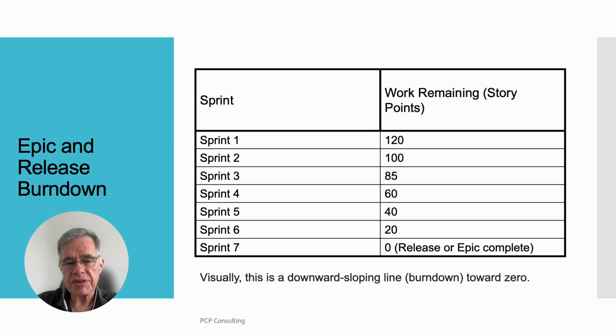The chart shows epic and release burn down. Column 1, sprint. Column 2, work remaining, story points. Column 1 runs from sprint 1 to sprint 7. Column 2 runs from 120 work remaining or story points to 0, which would then be the release or epic complete. Visually, this is a downward sloping line burned down towards 0.